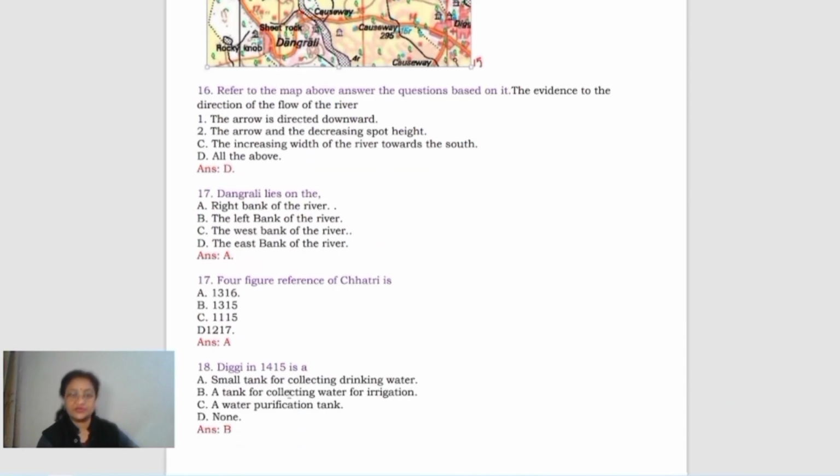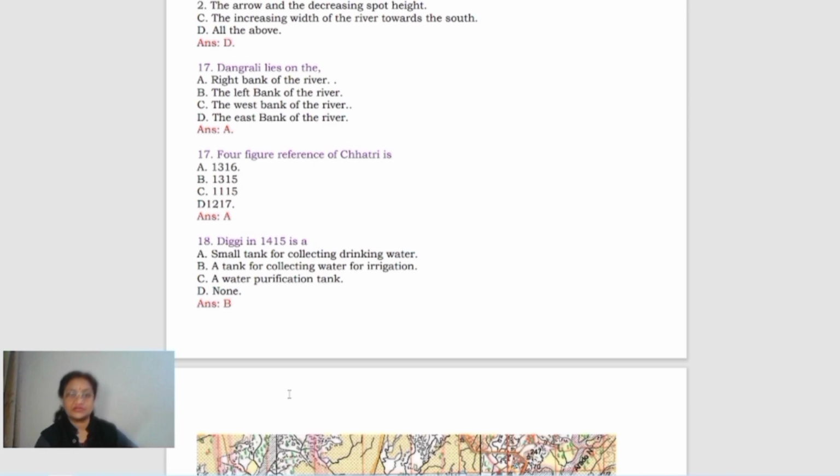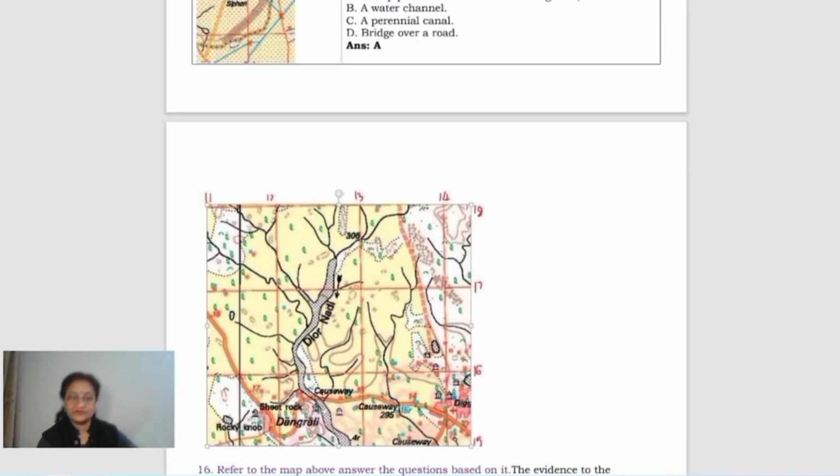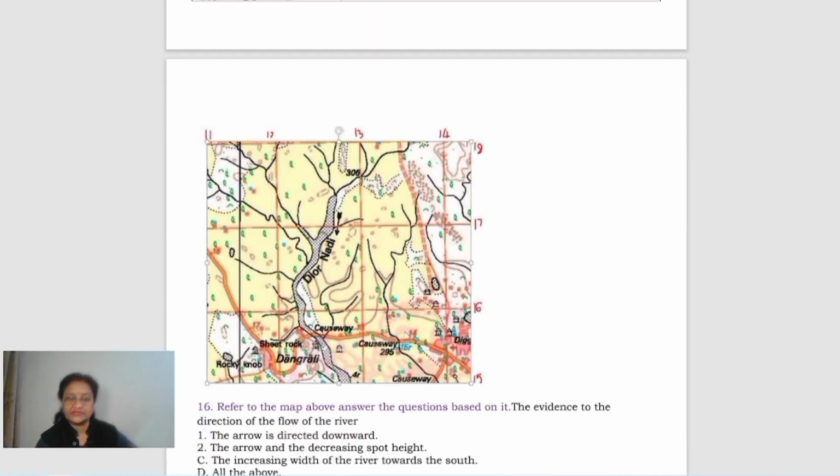Now come to the next one. 4-figure grid reference of Chhatri. Let's see, where is Chhatri in this? You can see, and it is 1315.